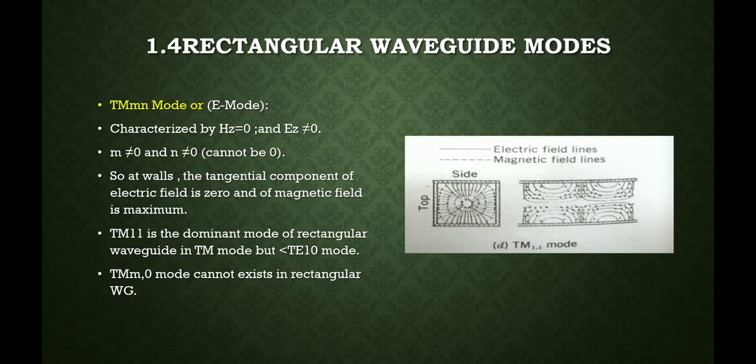So TM0 mode cannot exist in rectangular waveguide. On the right hand side we can see the TM11 mode, the field pattern.